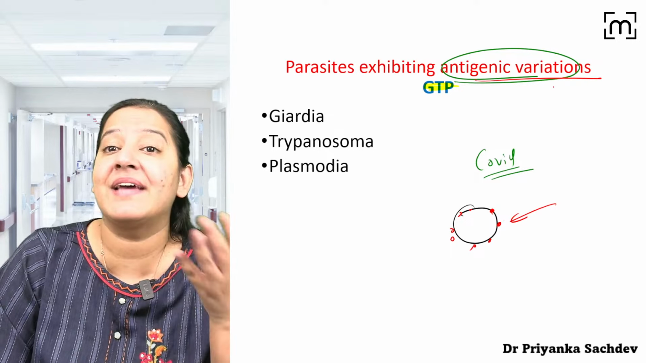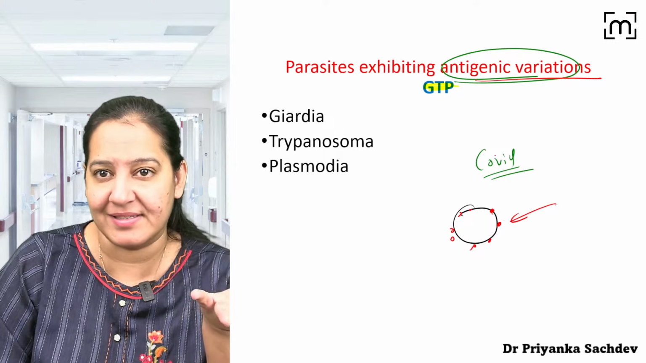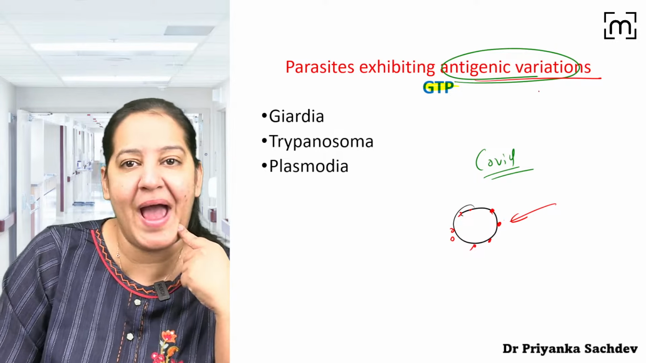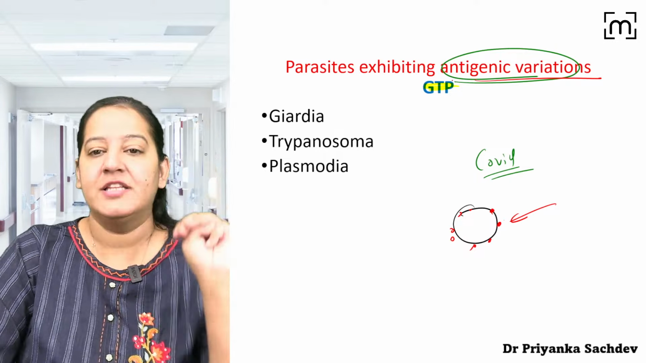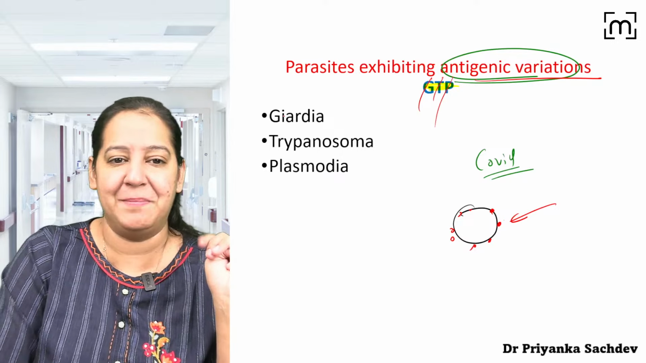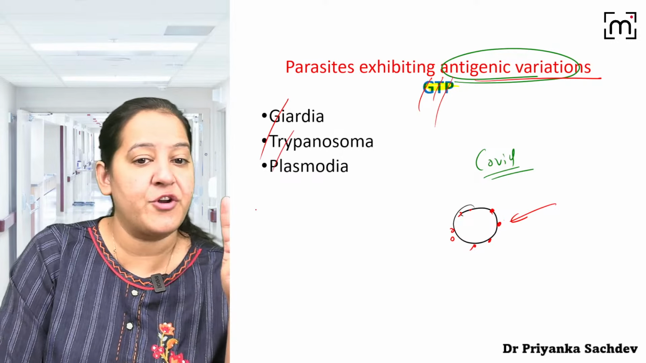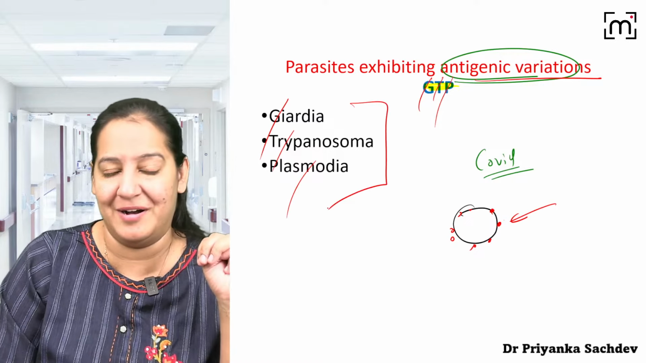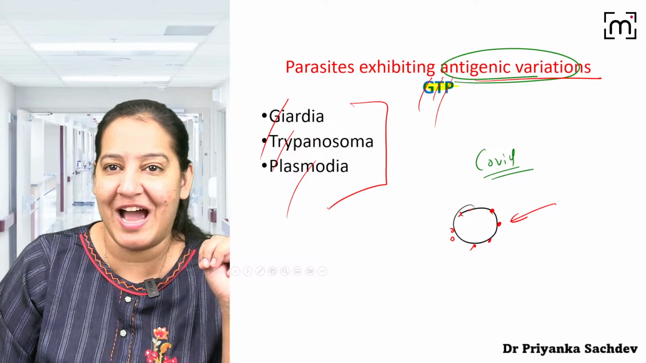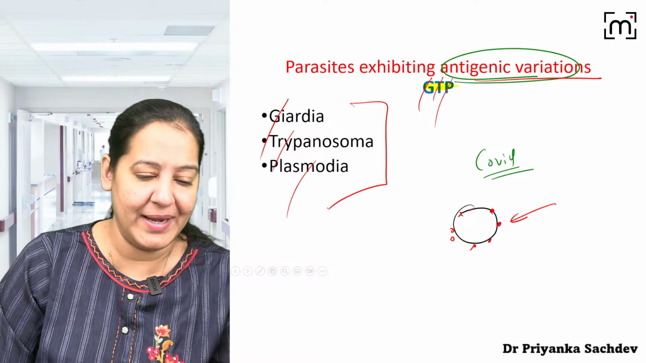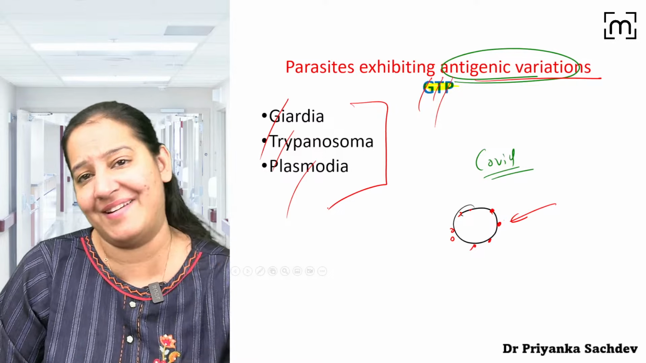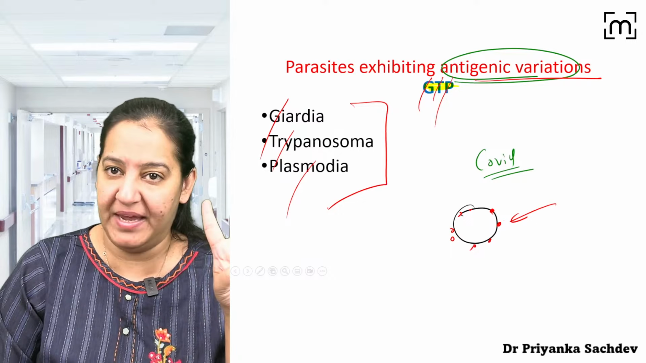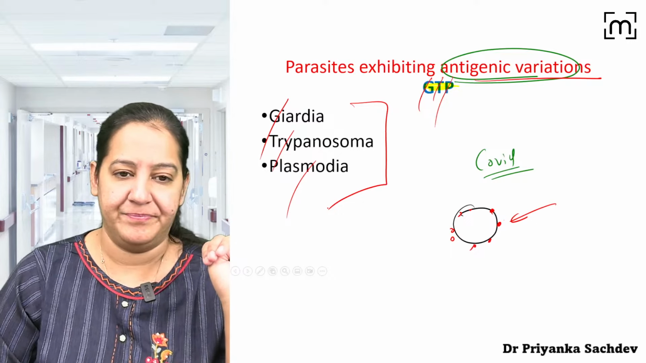So how many parasites do you know which show antigenic variation? COVID is a virus. There are 3 parasites. The mnemonic is GTP. G for Giardia, T for Trypanosoma, and P for Plasmodium. That's why for malaria we don't have a vaccine till now. Malaria is very common, but it shows antigenic variation. GTP. Learn the full form.